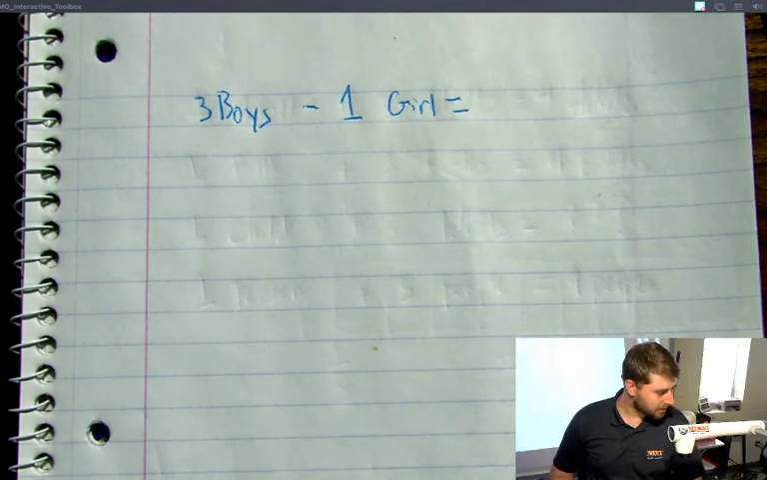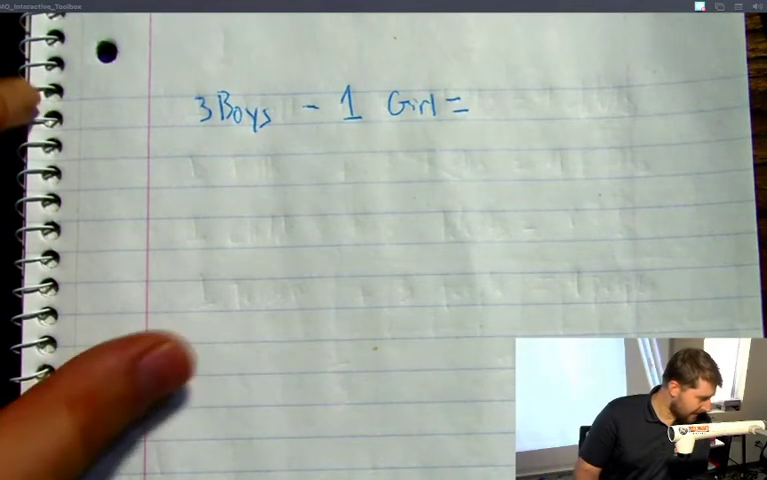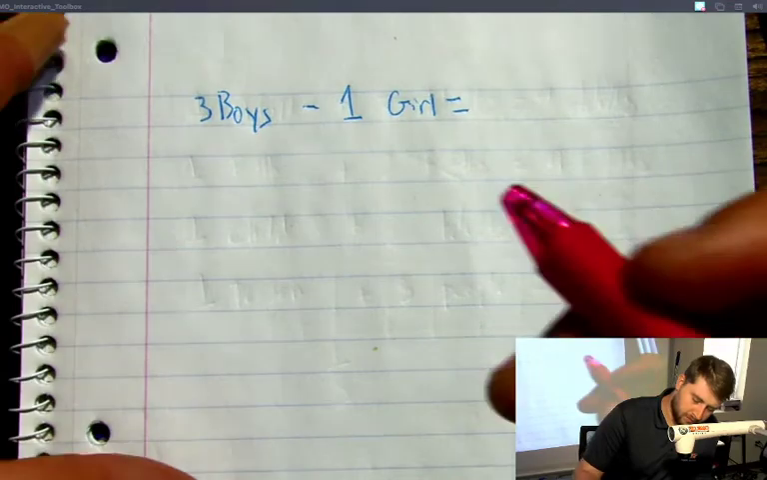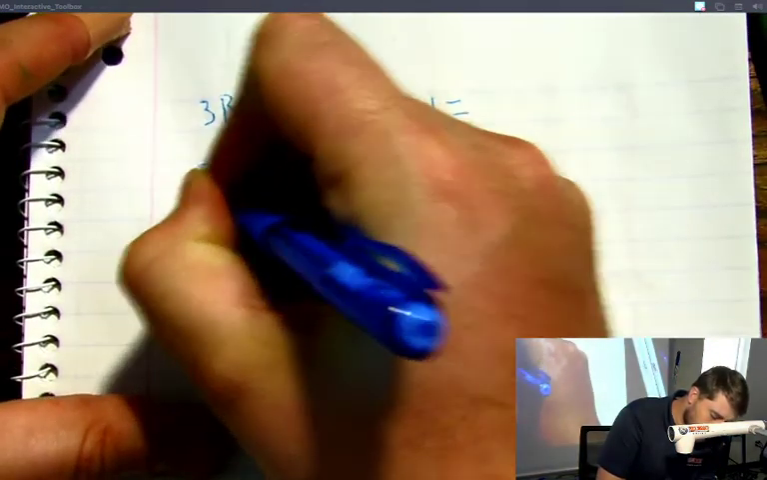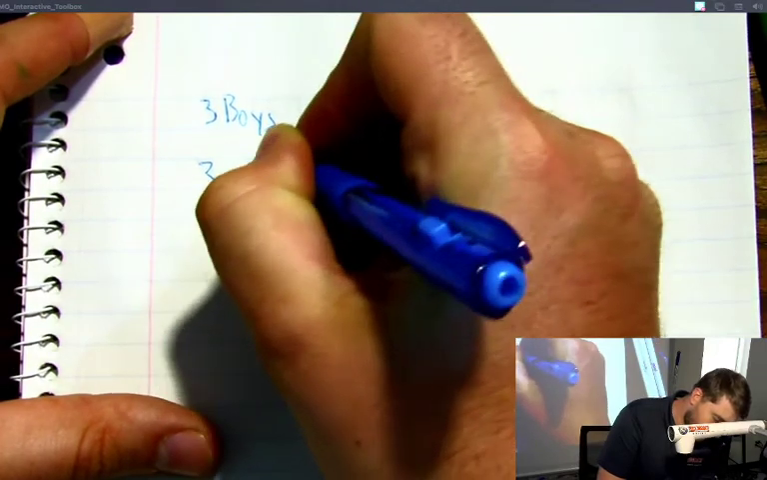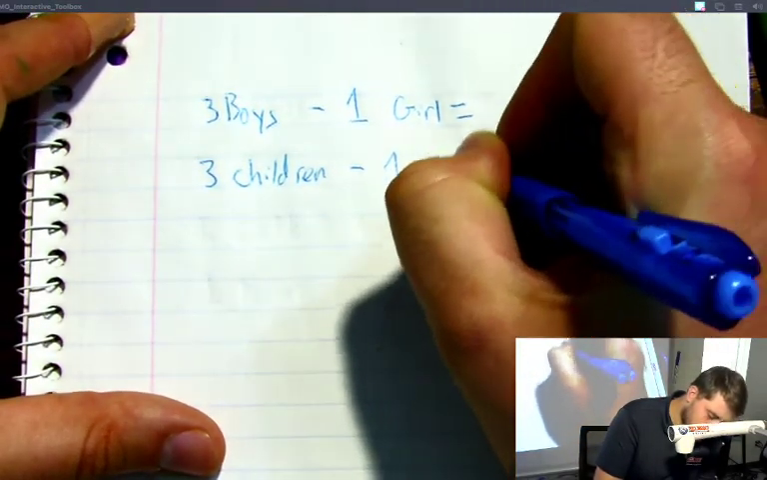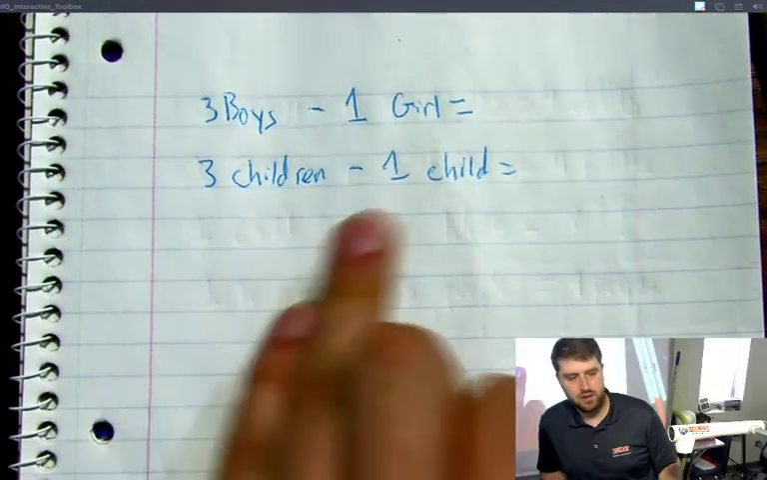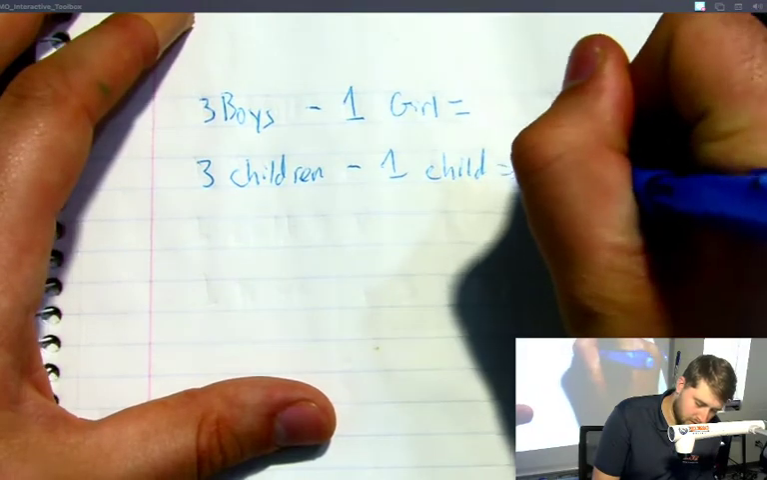What could we do? Well, I bet we could do this. We could do 3 children, because boys are children, minus 1 child, because a girl is a child. And now that we have 3 children minus 1 child, we could absolutely do that, and that would be 2 children.